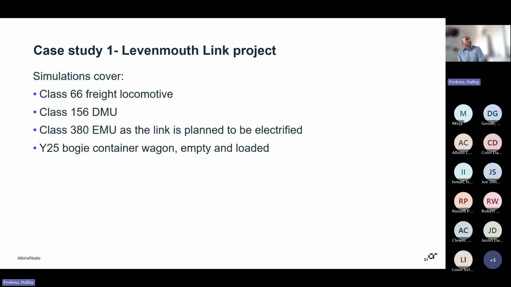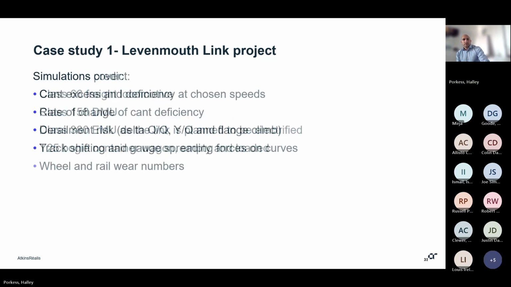They looked at lots of different vehicles. We looked at the Class 66, Class 156, Class 380, although the track is not electrified, it's planned to be electrified. And also a container wagon with a Y25 bogie. Simulations are used to predict cant excess, cant deficiency at the chosen speeds, rate of change of cant deficiency, and derailment risk. So looking at wheel unloading, wheel flange climb, looking at track shifting and gauge spreading forces on the curves, and looking at wheel and rail wear numbers.